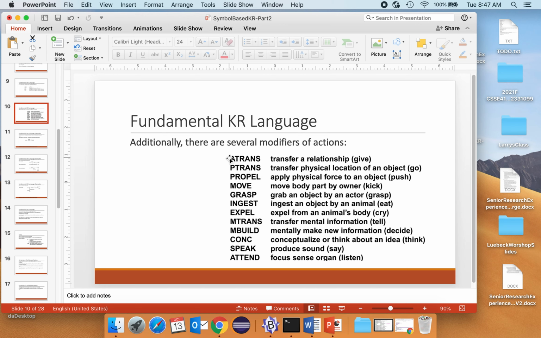So notice there is a trans for an abstract transfer, a P trans for physical transfer, propelling something, moving something, grasping something, so moving a body part rather than physically propelling something or physically transferring something. And we have a mental transfer, we tell something, we have a mental build, we decide something, we speak, and we attend. Okay, so let's see what that buys us.